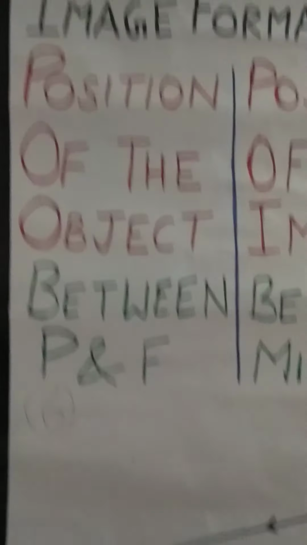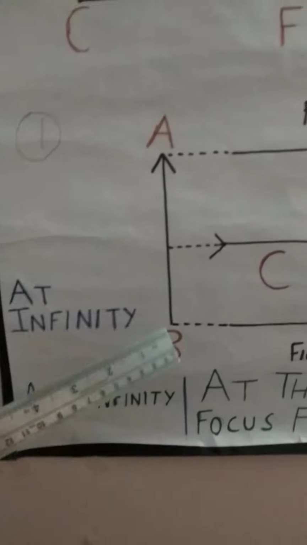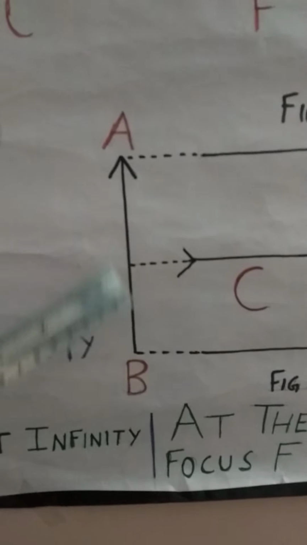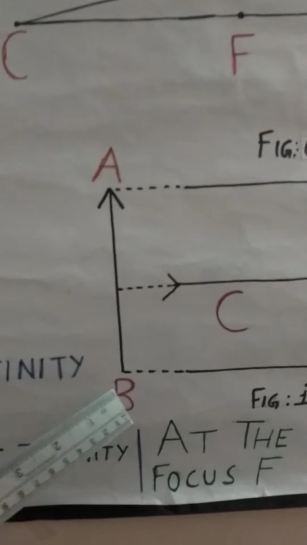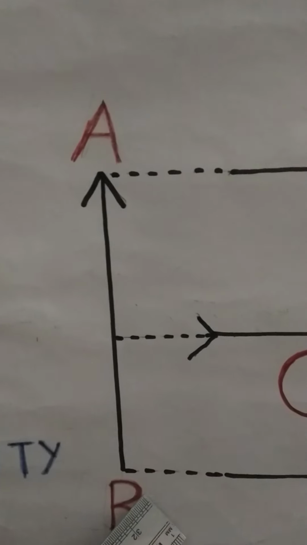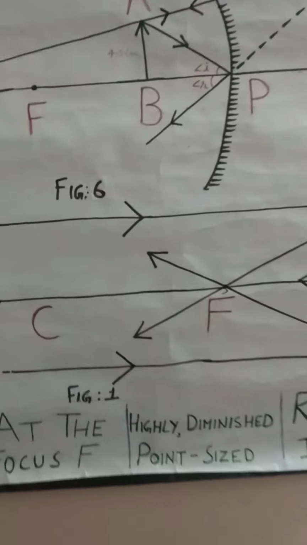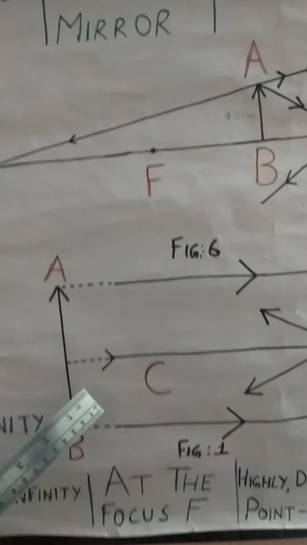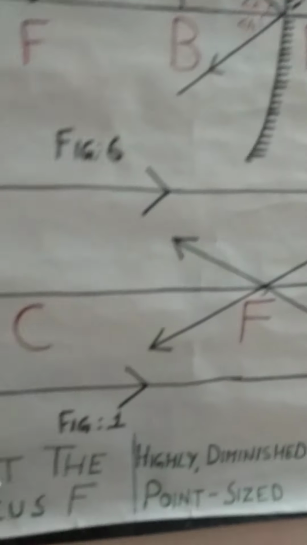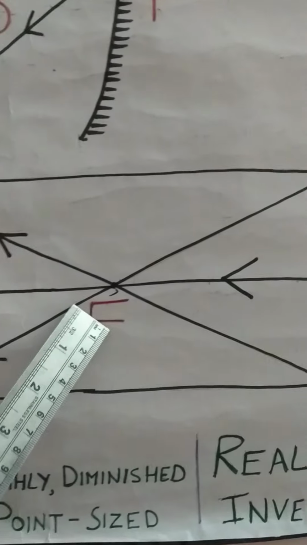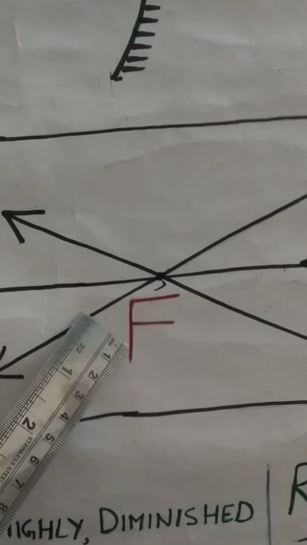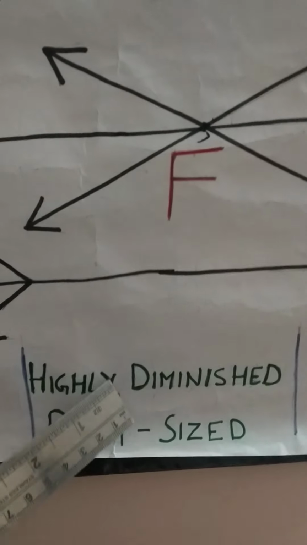Now, position of the object at infinity. AB represents the object. The dotted line shows the object is located at infinity. Position of the image: at the focus F. Size of the image: highly diminished.